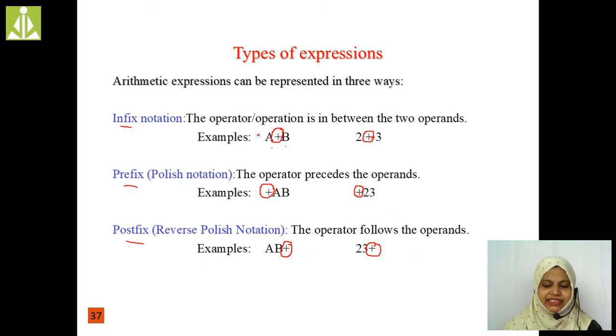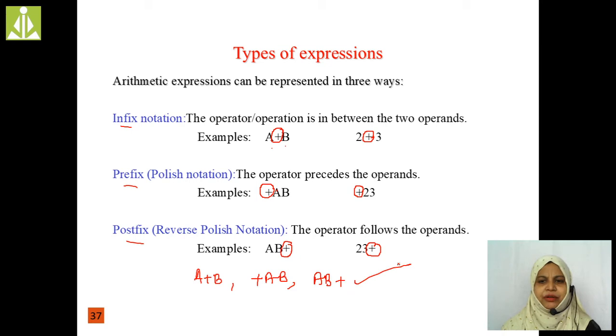Here see, these three are equivalent. For example, a plus b, plus ab, or ab plus. These three expressions represent the same thing.